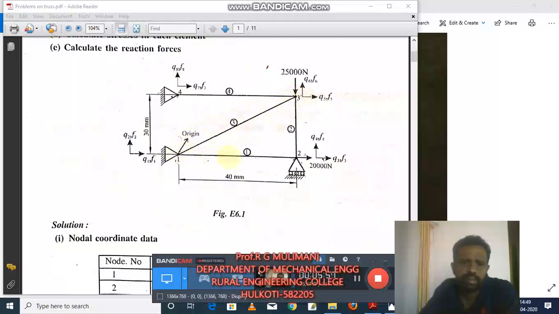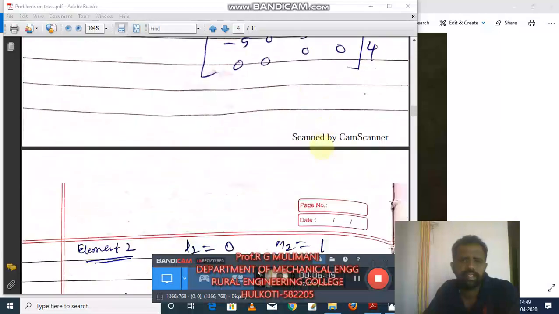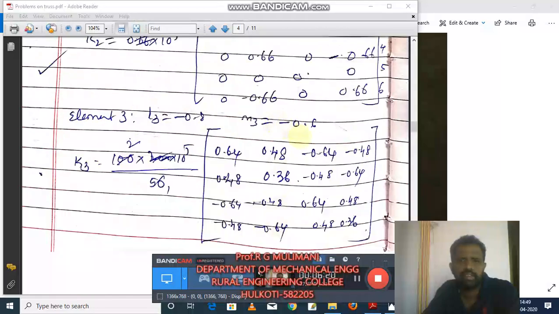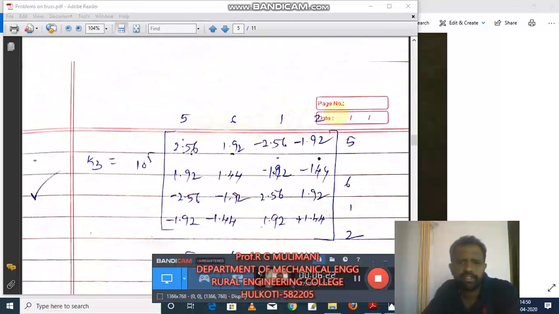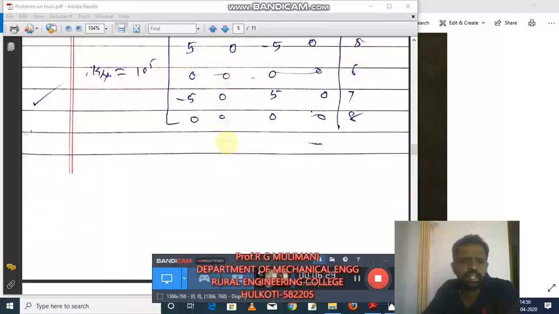So Q1, Q2, Q3, Q4, Q5, Q6. Okay, it is Q5, Q6, 5, 6. It is the initial node. Final node is, what are the degrees of freedom of the node 1? It is 1, 2. So 5, 6, 1, 2. Where it is written 5, 6, 1, 2. Okay, similarly 5, 6, 7, 8. It is for the stiffness matrix of the element 4.